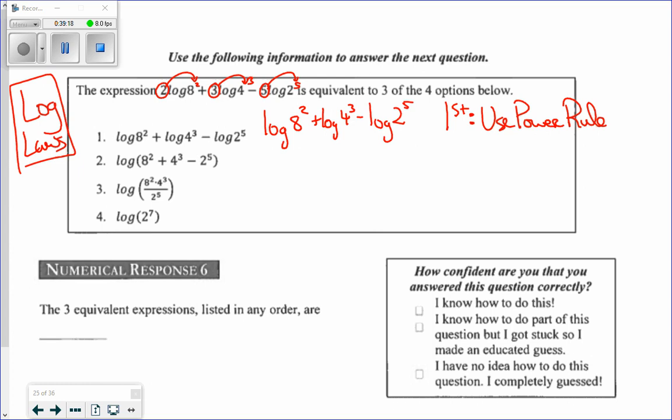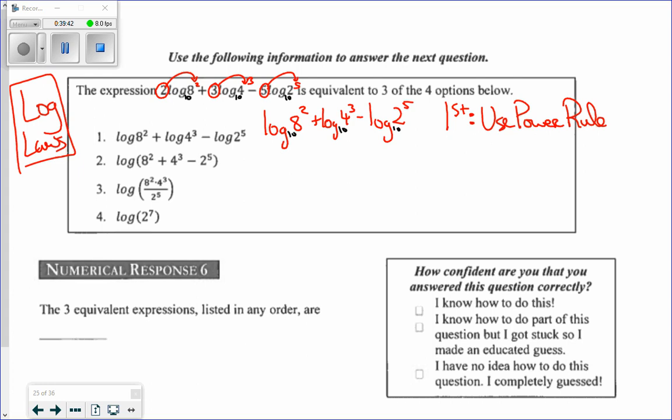Now, just as a side note, when there's no base given on a log, what's the assumed value? What's the assumed base every time? 10. Not 1, not 0, 10. So you don't have to write it in. If it's a number other than 10, then you have to write it in. But if it's 10, you get to leave it off.